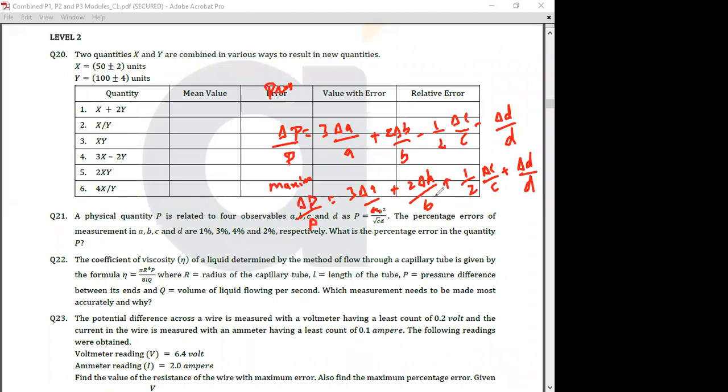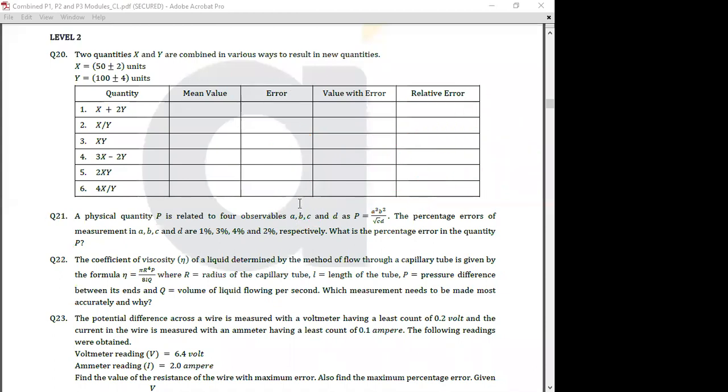Can you do that now? Yes or no? Okay. Very good. Correct. Chalo. So if you can do 21, 22 is also similar to 21, right? 21 is similar to. Okay. Chalo. Next is 23.